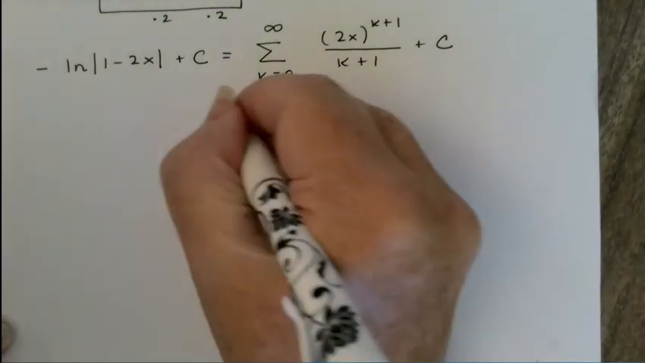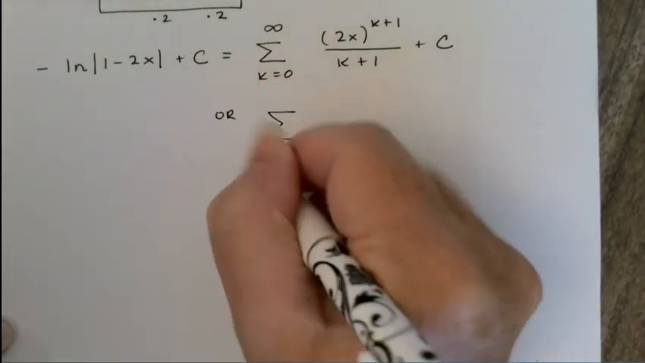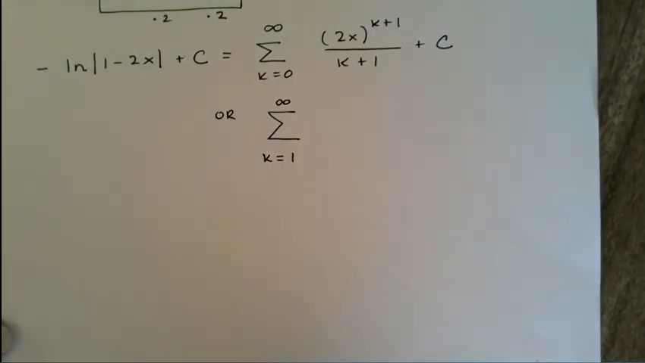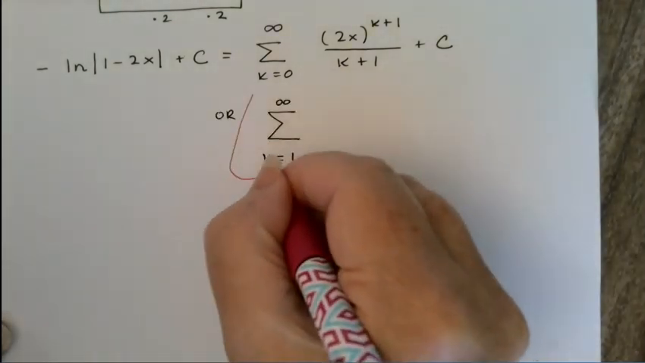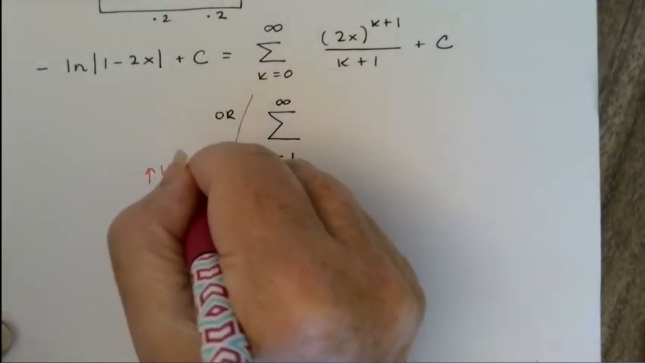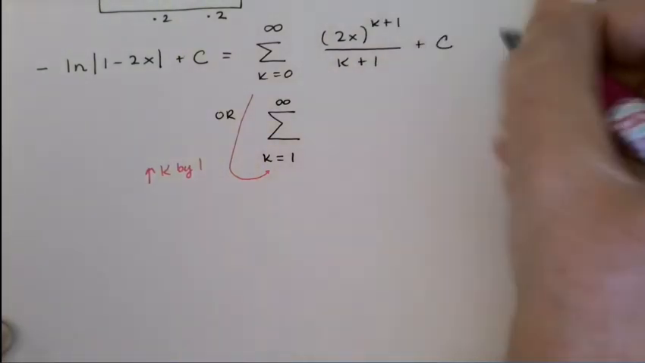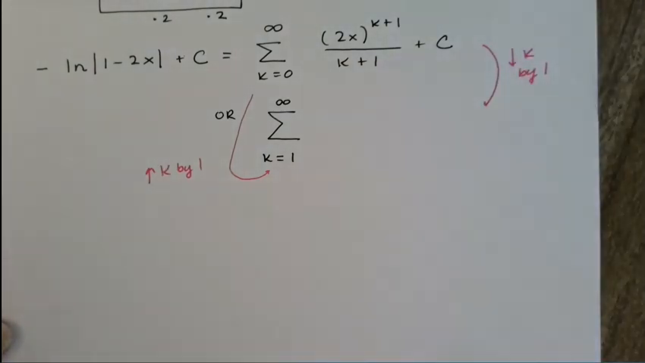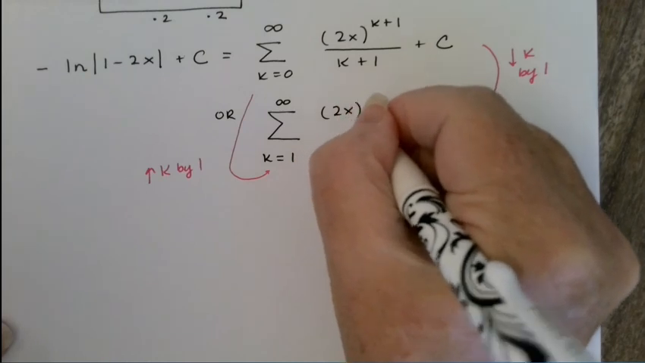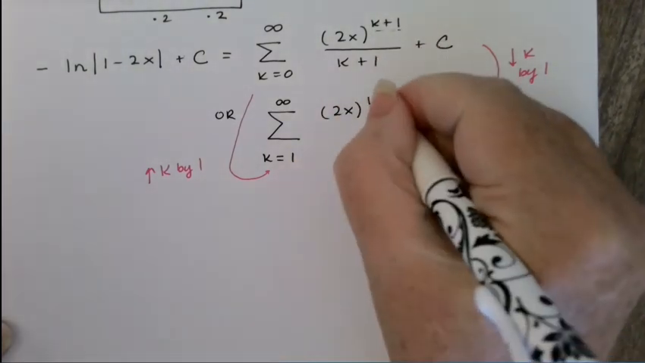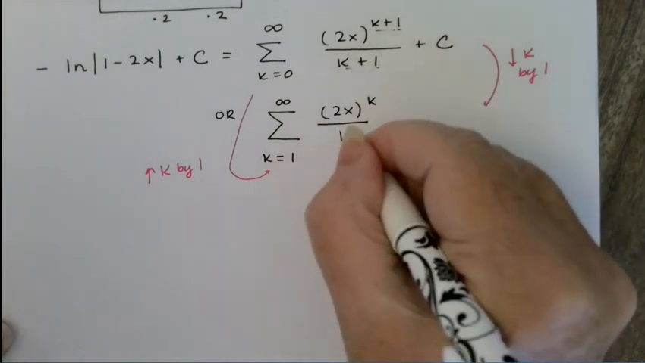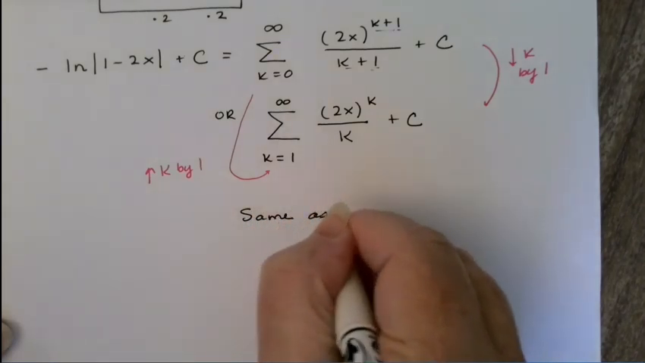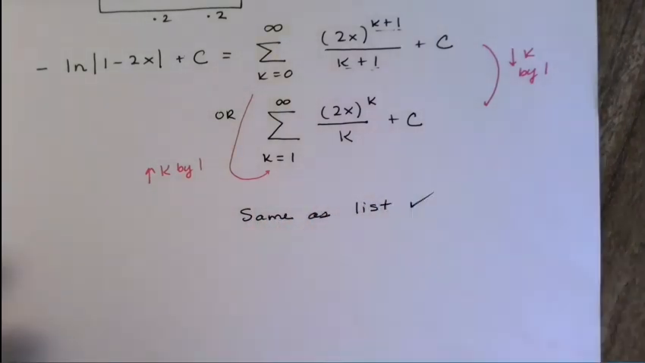In fact, if I wanted to, we've talked about this I think once before, I could change that to the sum from 1 to infinity. If I increase k by 1 here, I would have to decrease k by 1 here to compensate. So that would really make this 2x, and then decreasing that by 1 would make that just a k power, and decreasing that by 1 would make that just a k power. And that now is the same as our list. So it checks out.